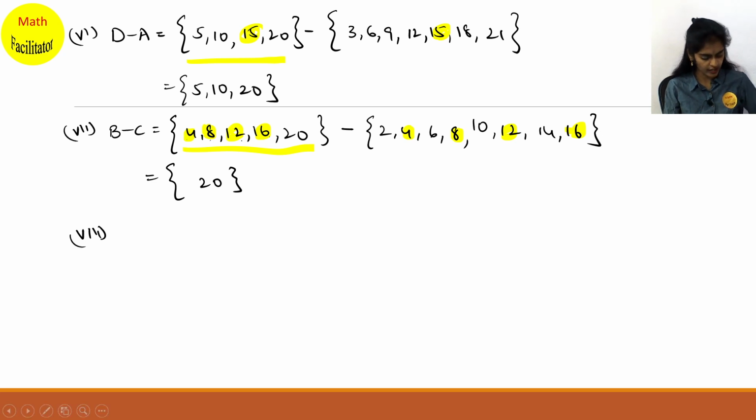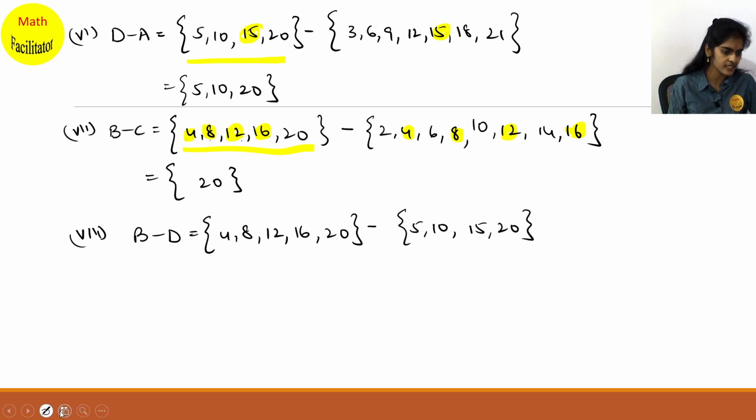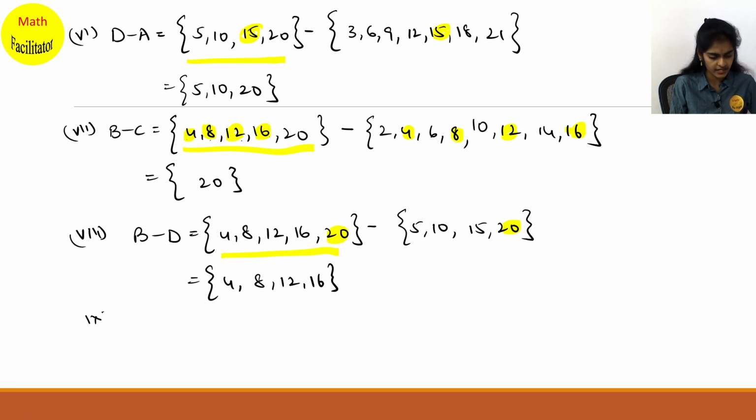So let us write the eighth bit now. You have B minus D. B is 4, 8, 12, 16, 20, minus D, which is 5, 10, 15, 20. That means from this set B, I have to remove the common elements. Are there any elements common? 20 is common. You will remove 20. So what are the remaining elements here? The remaining elements are 4, 8, 12, 16.